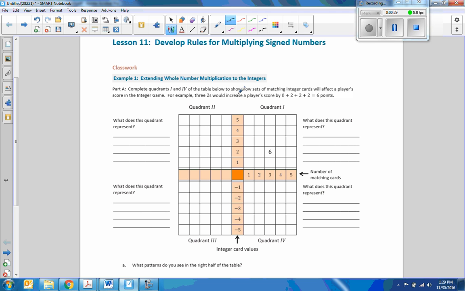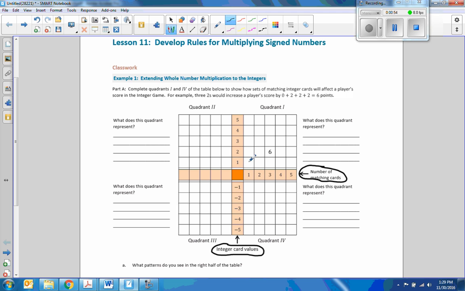For example, 3 2s would increase a player's score by 0 plus 2 plus 2 plus 2, which equals 6 points. So our x-axis is going to be number of matching cards, and our y-axis is going to be integer card value. So for example, we'll have 3 matching cards, and those 3 cards are 2. That's what this example means, so it's 6. So we finish filling that in.